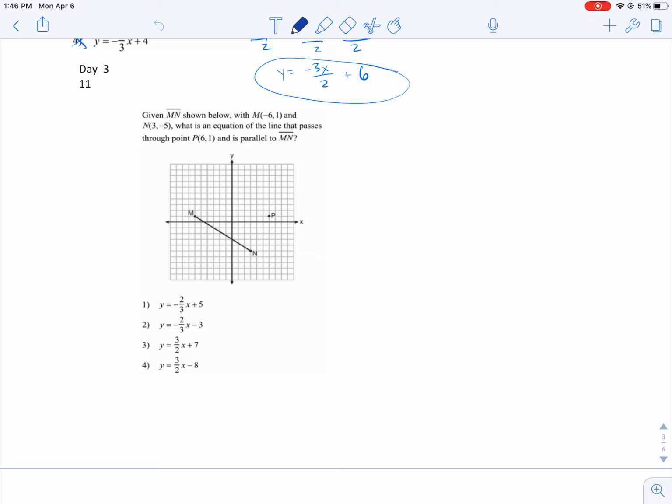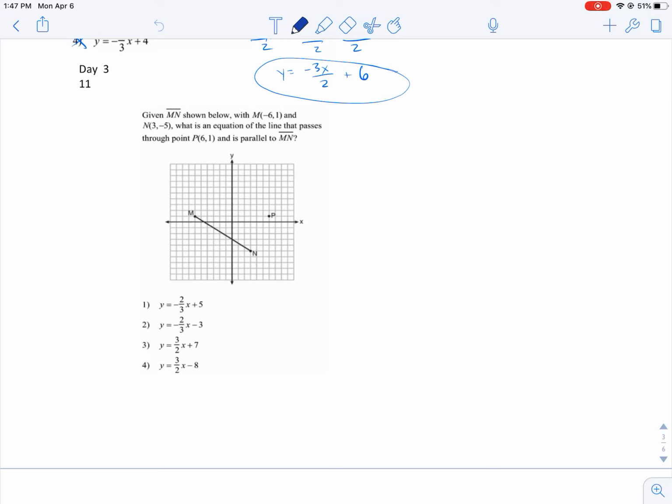Okay, day 3. All right. It says, given the line segment MN shown below, with the point M as (-6, 1) and N (3, -5), what is the equation of the line that passes through the point (6, 1) and is parallel to that line?